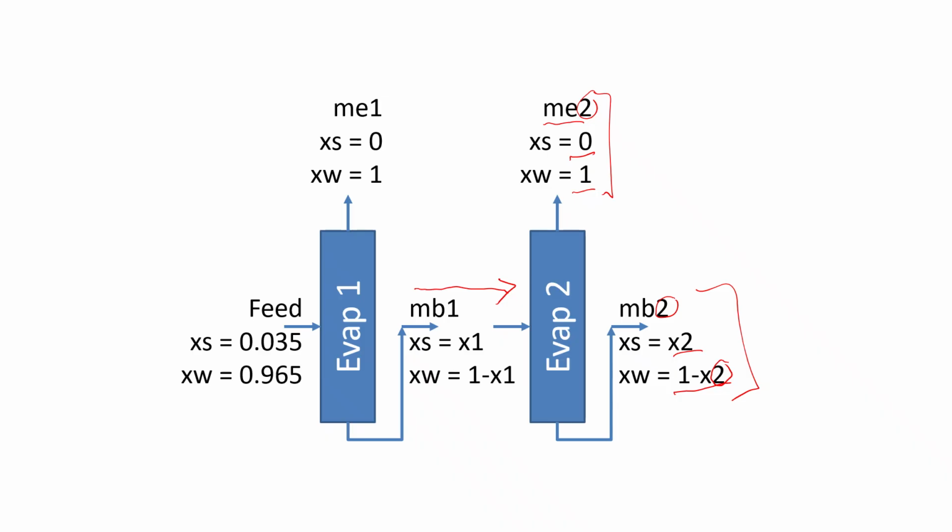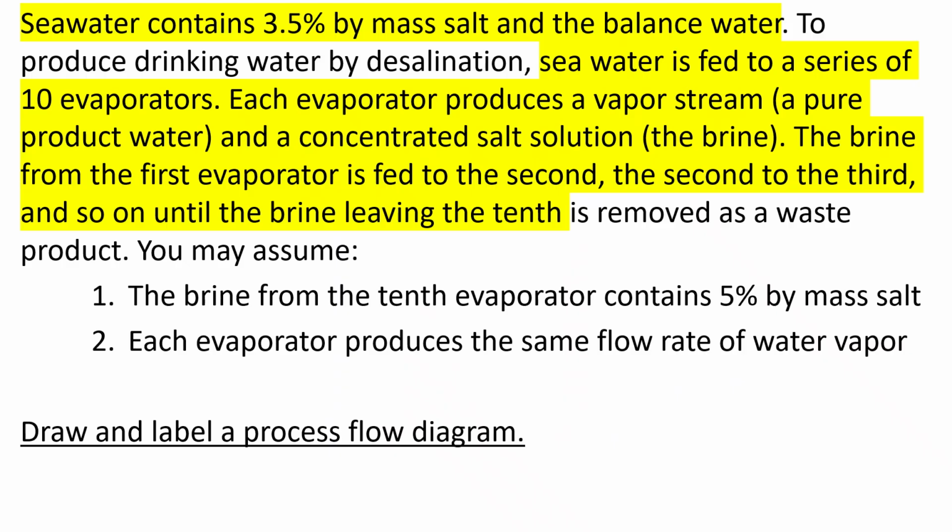Now, this problem is initially a little overwhelming. We've got 10 different units, but by being judicious about how we label streams, we can actually do the labeling and drawing and have it, I think in the end, be fairly easy to read the process flow diagram and to work with it when doing mass balances. And so the brine produced by the second is fed to the third, and so on until we reach the 10th. Why don't you take a moment and draw in the remaining evaporators 3 through 10. I would recommend that you pause right here and do that. And then after you've done that, continue the presentation.